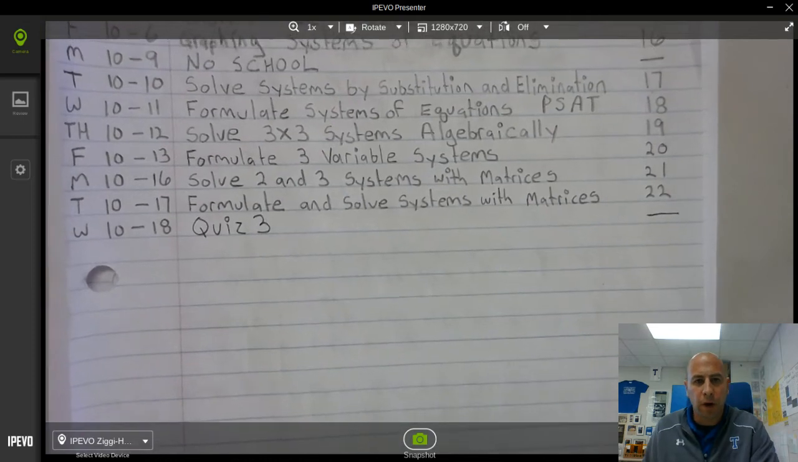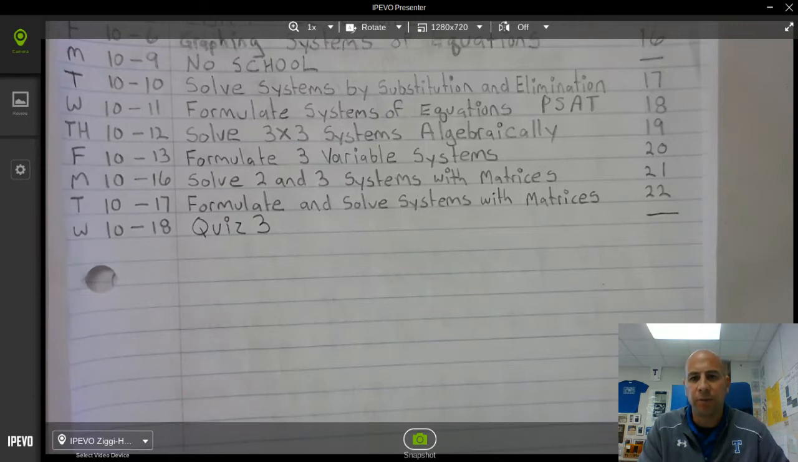Welcome again, Wildcats. All right, so today we're looking at Thursday, October 12th, solve 3x3 systems algebraically, and that's going to be on page 19.